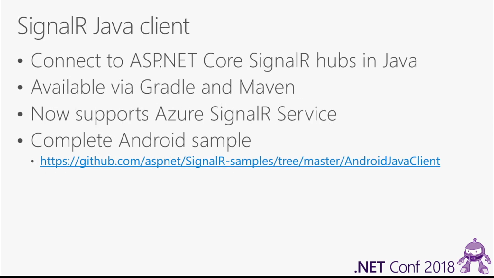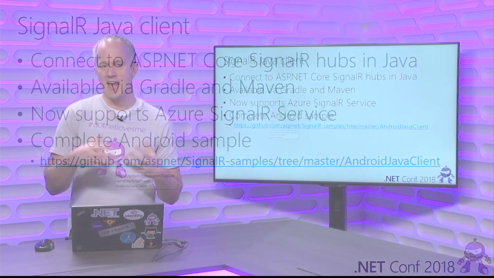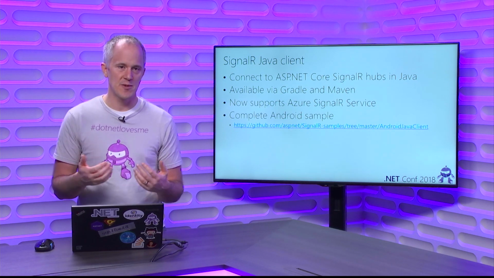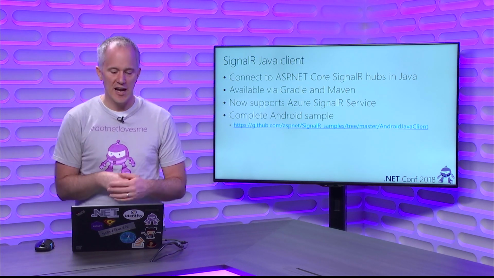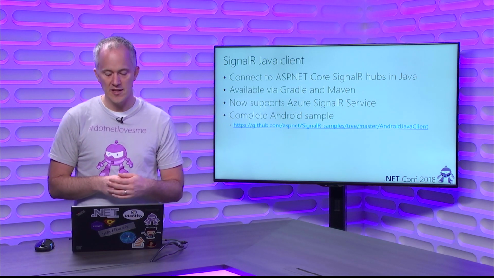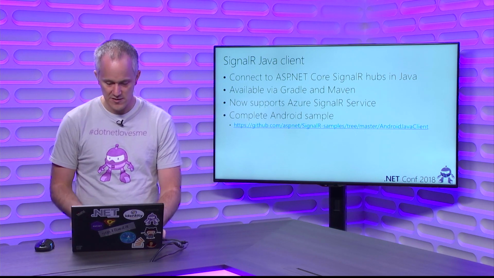All right, the last thing I want to show you is the new ASP.NET Core Java client. We have a new Java client library that you can use to connect to ASP.NET Core SignalR hubs. It's available for Gradle and also for Maven. Starting in Preview 2, it now also supports the Azure SignalR service. So if you want to write an Android application in Java using SignalR to add real-time capabilities, and you want it to scale, you can use the Azure SignalR service to do that. We have a really nice Android sample using the Java client that you can take a look at, and I'll show you that next.